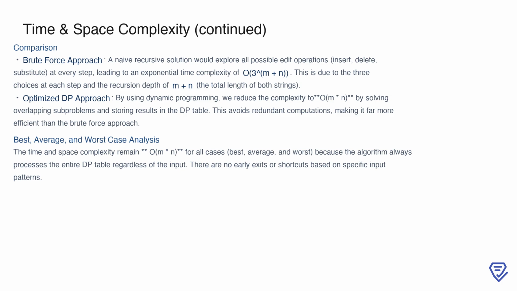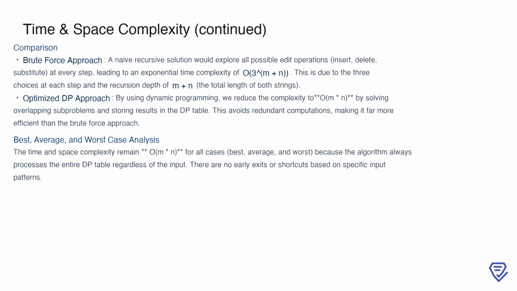When comparing this dynamic programming approach to a brute force solution, the efficiency becomes clear. A naive recursive solution explores all possible combinations of edit operations for both strings, resulting in an exponential time complexity of 3^(m+n). This happens because at every step, the algorithm considers 3 choices: insert, delete, or substitute, and the recursion depth depends on the total length of the 2 strings. In contrast, the dynamic programming approach drastically reduces the complexity to O(m*n) by solving overlapping subproblems and storing their results in the DP table. This avoids redundant computations and makes the algorithm far more efficient.